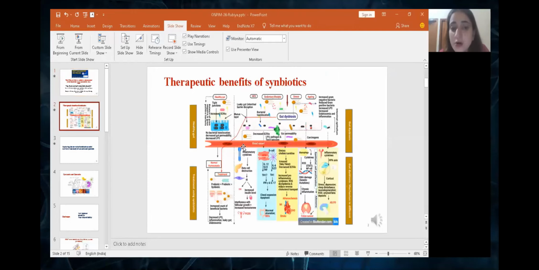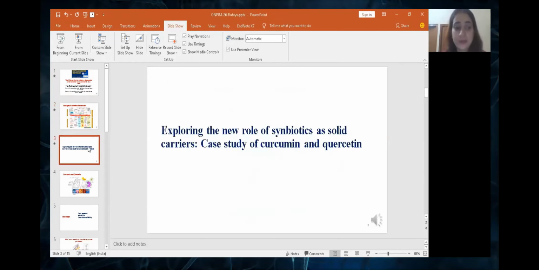Symbiotics, which are a combination of probiotics and prebiotics, are well reported for their therapeutic benefits in treatment of various diseases such as cancer, diabetes, PCOS, Alzheimer's disease, and colon cancer. These basically act by reduction of gut dysbiosis, which is caused by factors such as high fat diet, sedentary lifestyle, stress, and aging. In our research, we have explored the new role of symbiotics as solid carriers, with case studies of curcumin and quercetin.